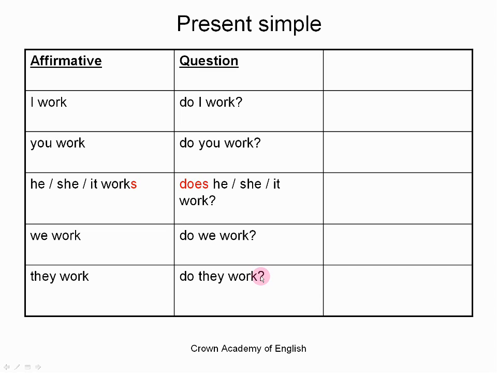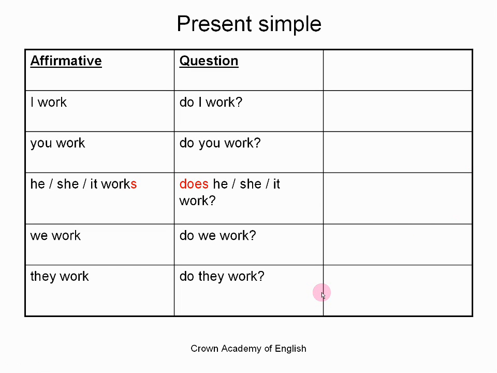Okay, and when we actually pronounce it, when we speak these words in English, to make it clear that we are asking a question, we very often raise our voice at the end of the sentence. So we say, do I work? Do you work? Does he work? Do we work? Do they work? Okay, so just by slightly raising your voice at the end of the sentence, it underlines the fact that we're asking a question.